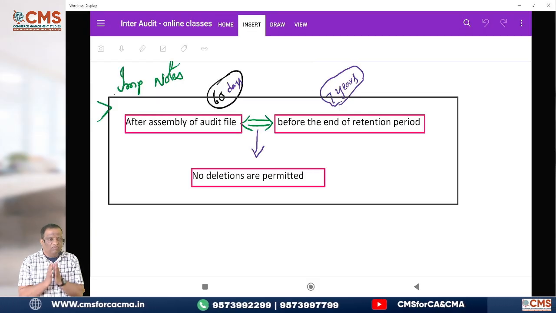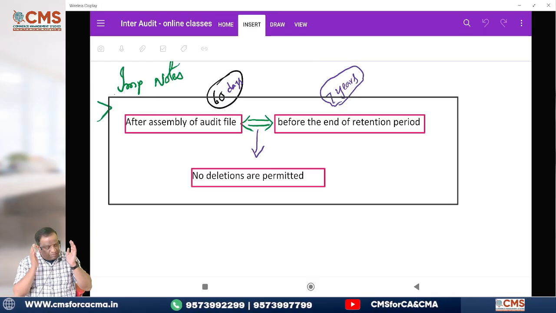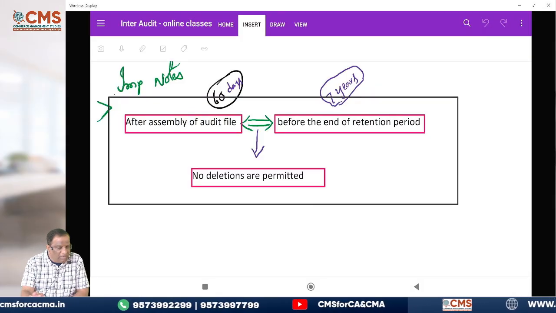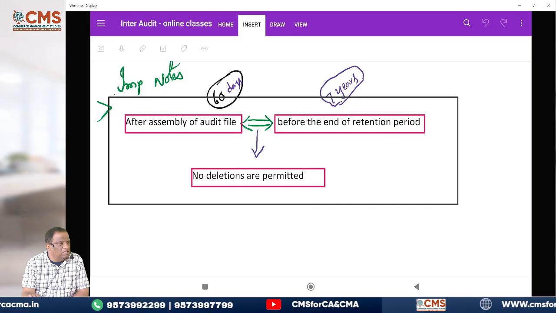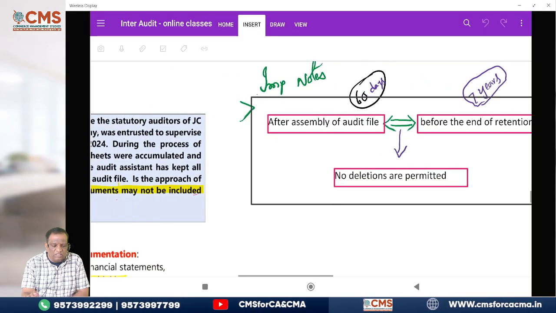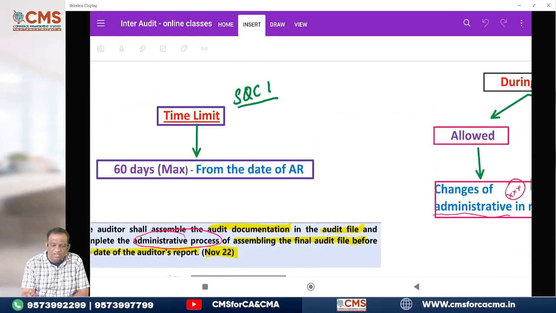Once 60 days are over, you should have kept all your box files aside. Then don't touch it and keep it for 7 years. But can I keep on making amendments till the 7 years? No, you cannot. No additions are permitted, no deletions are permitted within that period.